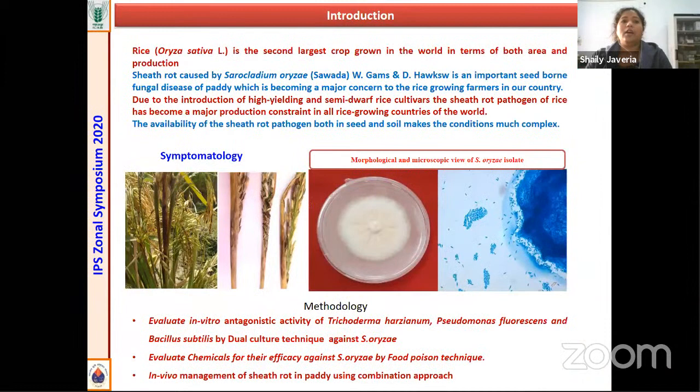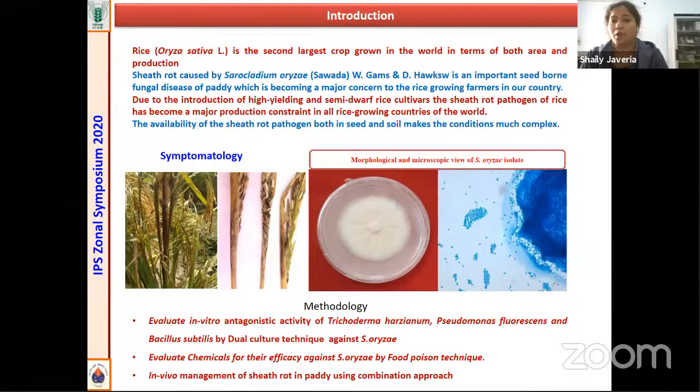Rice is the second largest crop grown in the world in terms of both area and production. Sheath rot, caused by Sarocladium oryzae, is an important seed-borne fungal disease of paddy, becoming a major concern to rice growing farmers in our country due to the introduction of high yielding and semi-dwarf rice cultivars. The sheath rot pathogen of rice has become a major production constraint in all rice growing countries of the world. The availability of the sheath rot pathogen both in seed and soil makes the condition much more complex.